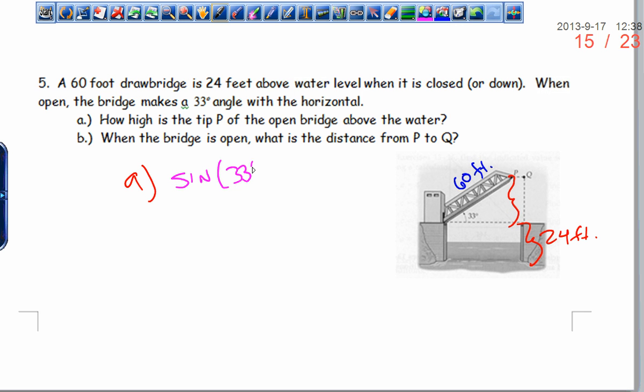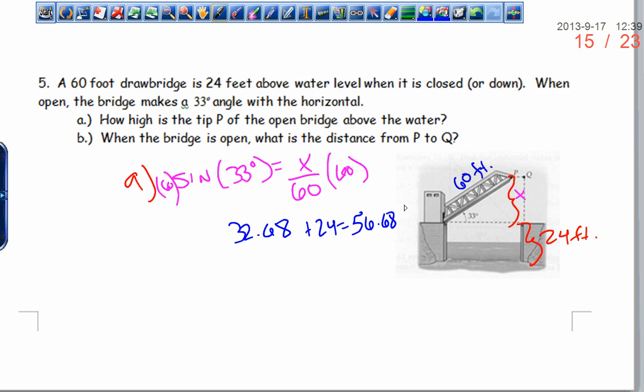Sine of 32 degrees equals x over 60. If you don't know your trig stuff, you're falling more behind. So now I need to multiply both sides by 60 to get x. 32.68. Okay, is that my answer? No, because I want to know how high the tip is off of the water. So I need to add 24 to that. So 56.68.